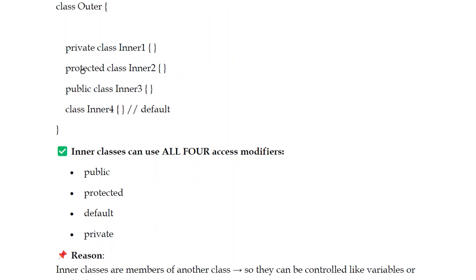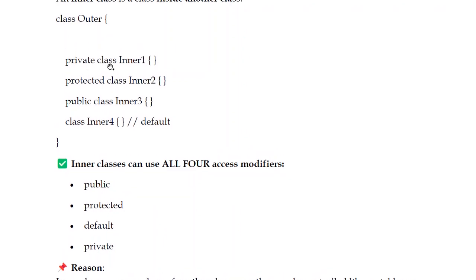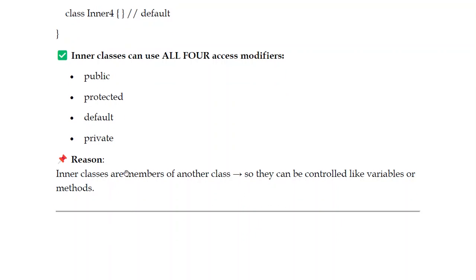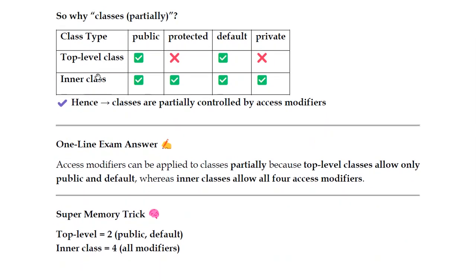But this inner class, it can be anything. Inner class can be anything, but the outer class should be public or default, because it should not be ruled by anyone apart from public and default. That's the reason we are giving this. So inner classes are members of another class, so they can be controlled like a variable or method. Okay, so that is what we clearly mentioned.